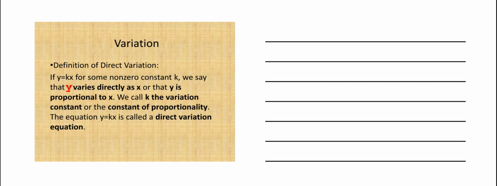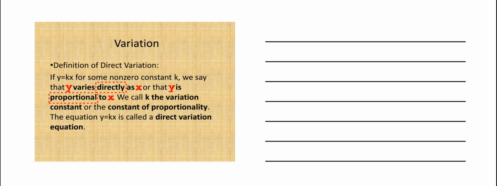So just a quick restatement. Definition of direct variation: for y equals k times x for some non-zero constant k, we say that y, there's our y, and how does it vary? It varies directly. So there's a keyword, direct variation, so directly. And it varies directly with respect to x. So y varies directly with respect to x. Or we can also say y is proportional to x.